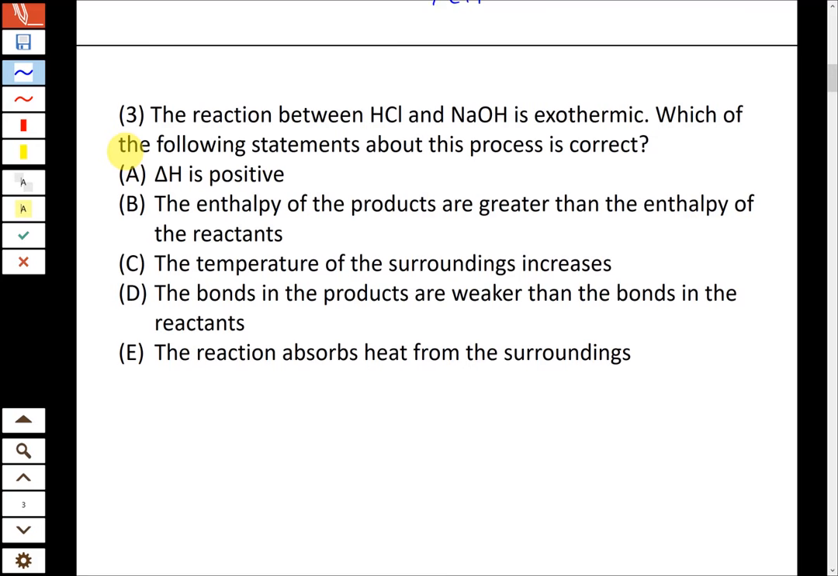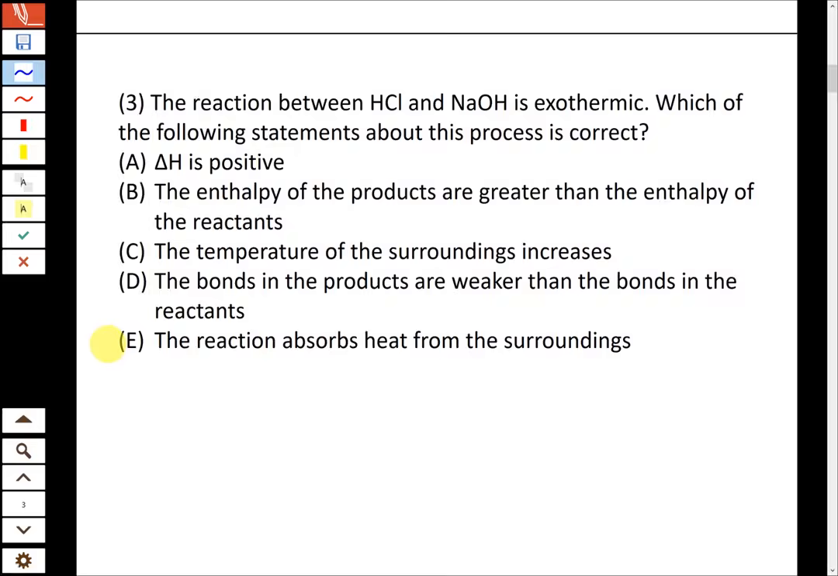All right, and then the next question, which is going to be a fairly typical thing you'll see on an exam, is a conceptual question dealing with heat, energy, enthalpy, things like that. So again, those major chapter 7 topics, this is more conceptual in nature. So it's a reaction between HCl and NaOH, which we've studied a lot in chapter 6, is exothermic. And we want to know which of the following statements is correct.